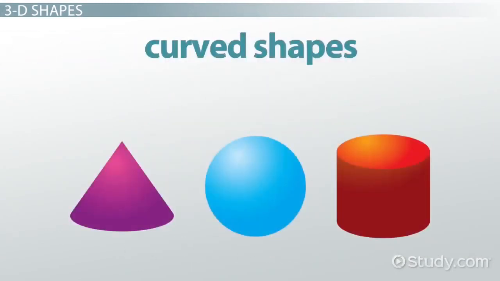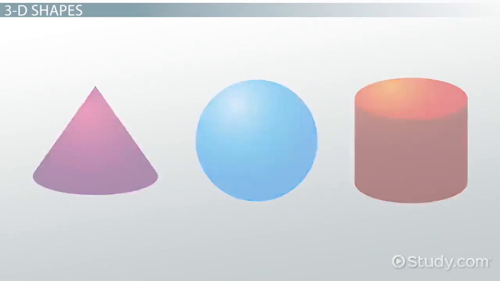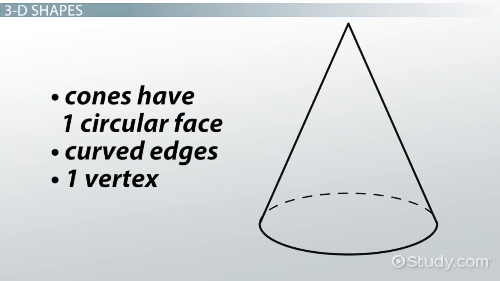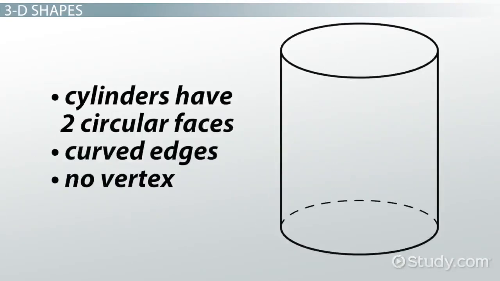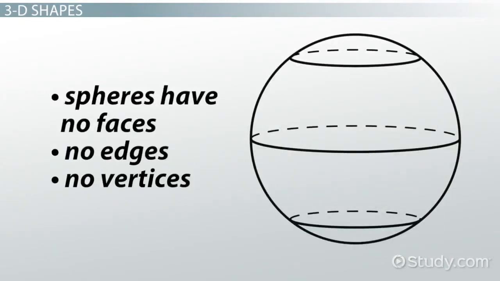Curved shapes are what they sound like, geometric shapes with curves. Here are some common curve shapes. Cones have 1 circular face, curved edges, and 1 vertex. Cylinders have 2 circular faces, curved edges, and no vertex. Spheres have no faces, no edges, and no vertices.